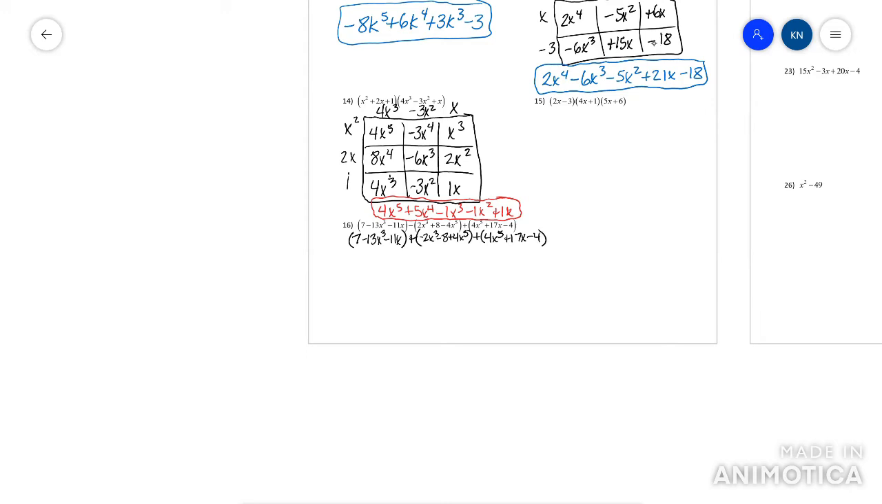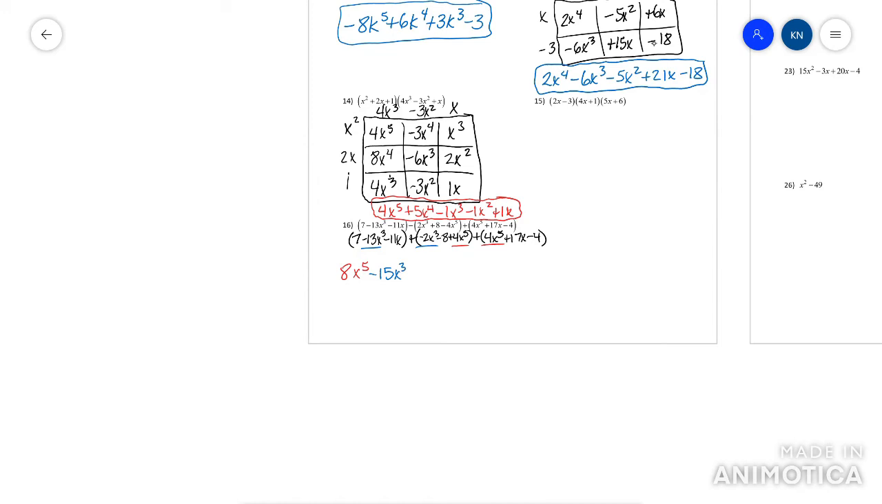All right. So go find your like terms. I'm going to start with the highest exponent. So I've got a 4x^5 and a 4x^5 that makes 8x^5. Now I look for x^4s. There are none. So I look for x cubeds. Minus 13 minus 2 makes minus 15x cubed.